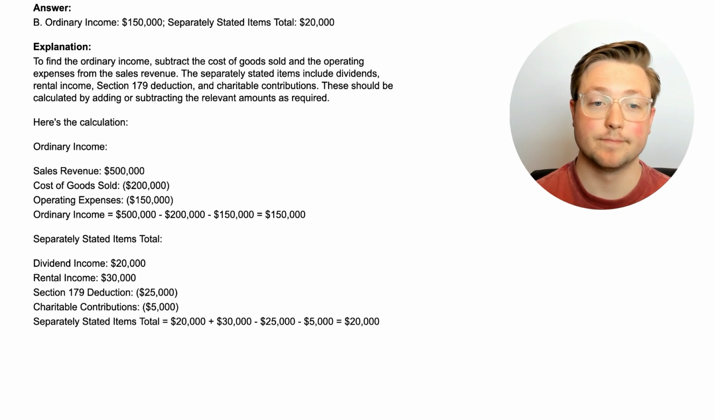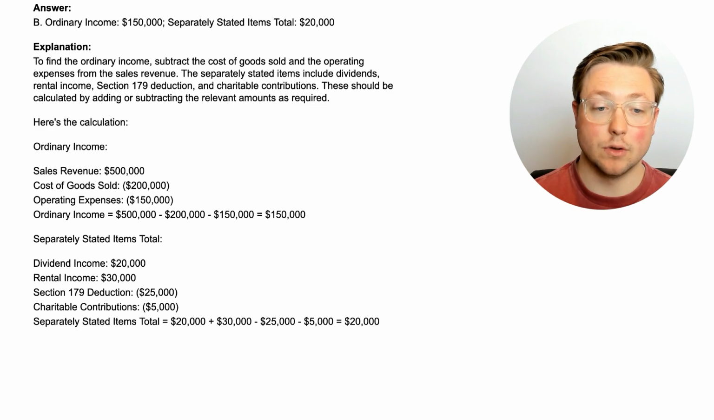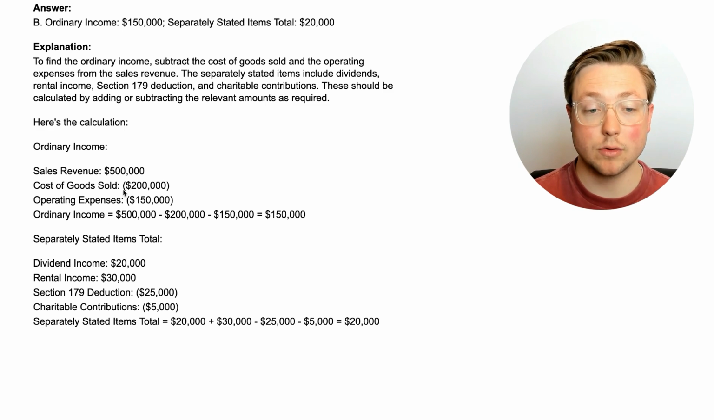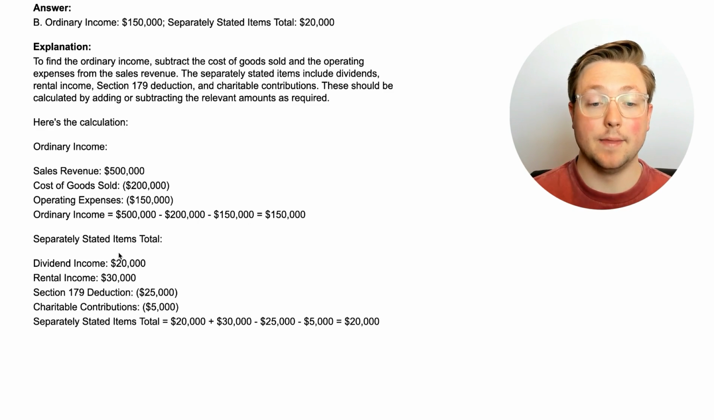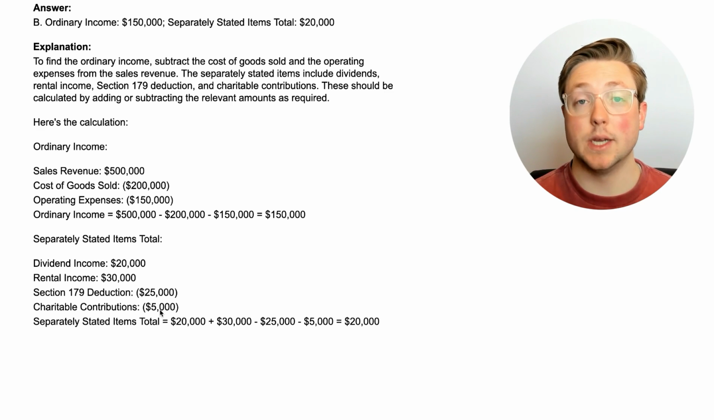Okay, here is the answer. Ordinary income of $150,000 and separately stated items total $20,000. So let's look at the calculations for both of these. So we have the sales revenue less the cost of goods sold and the operating expenses, and that gives you $150,000 of ordinary income. And then the separately stated items were the dividend income, the rental income, the Section 179 deduction, remember that's separate, and charitable contributions. And remember, this $5,000 of charitable contributions, the reason it is subtracted from this little total right here is because it would be a deduction for the individual shareholder if they're able to take it on their tax return. All right, that was the last question of the video.